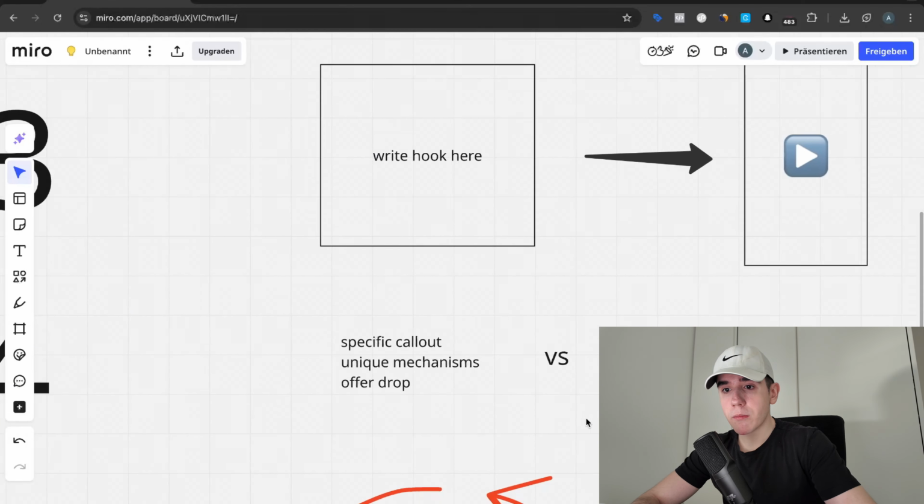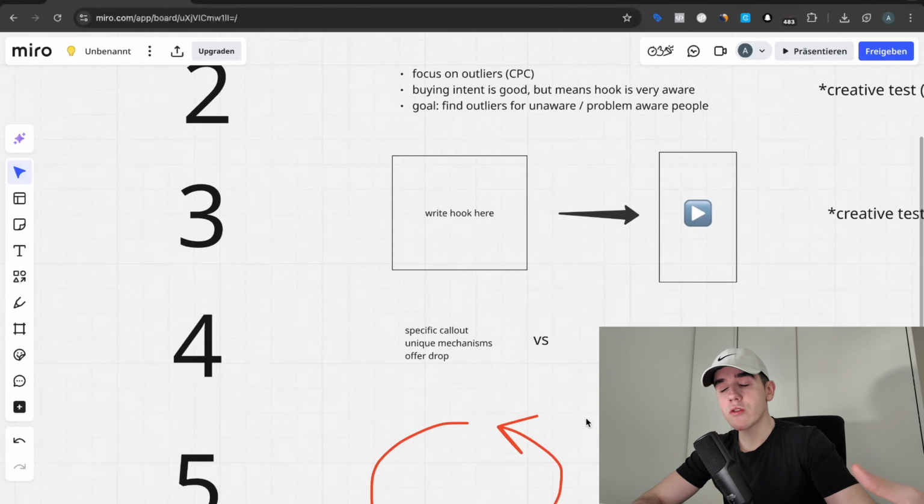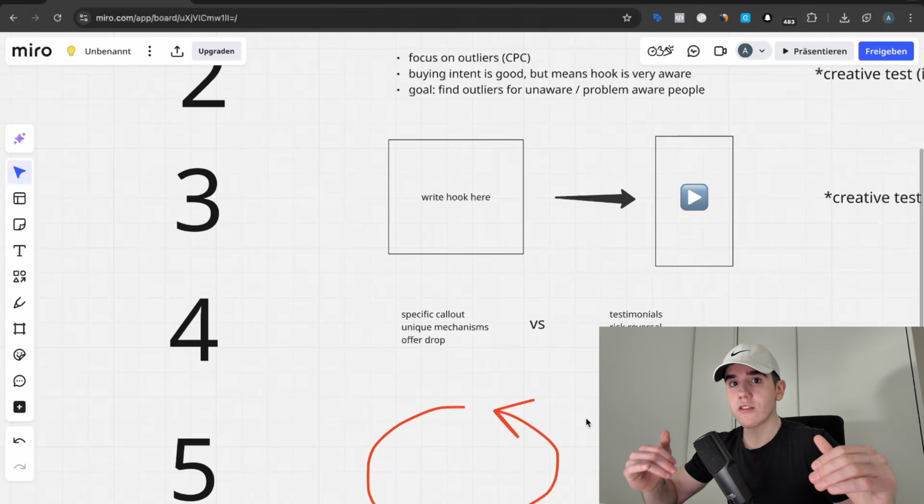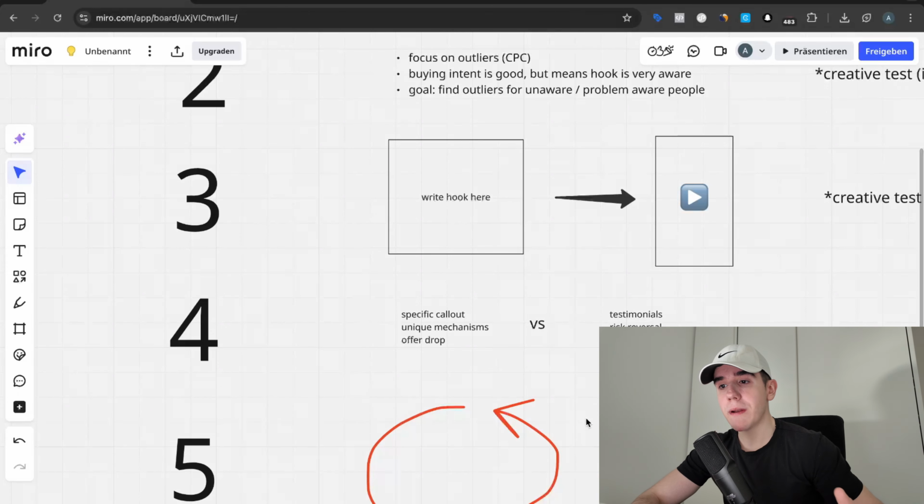And so this is step number 4 right here. You just essentially increase CPC, but you massively increase the conversion rate, right? It's this trade-off that you make. And I want you to, from now on, not think, oh, lower CPC means better.